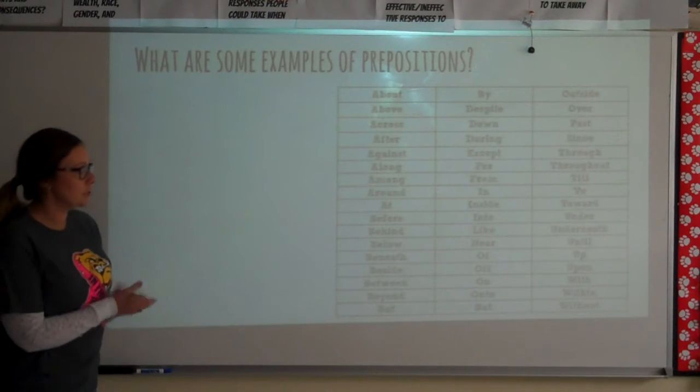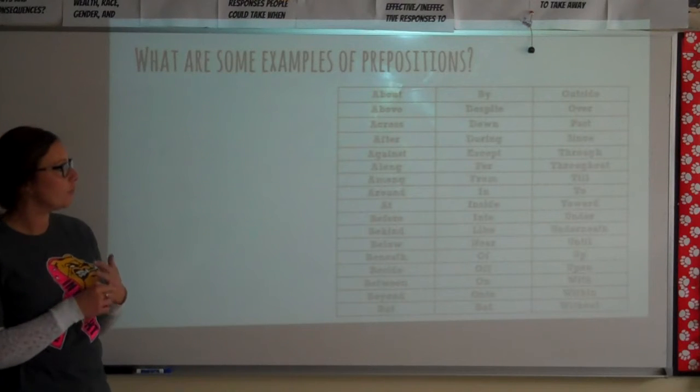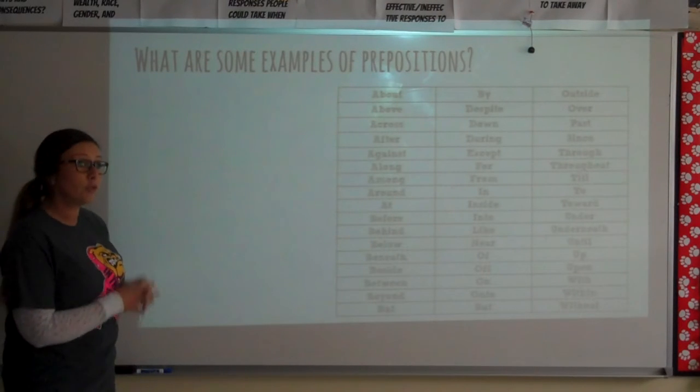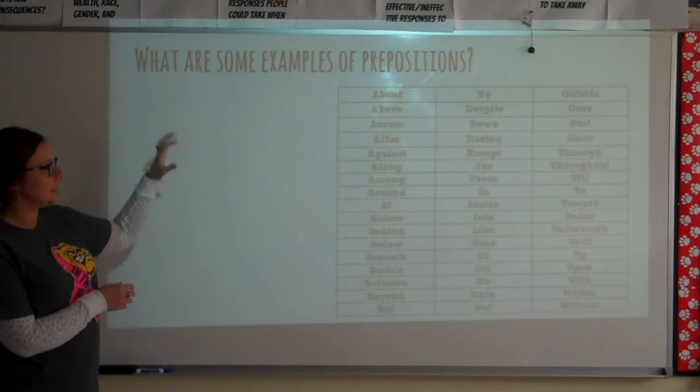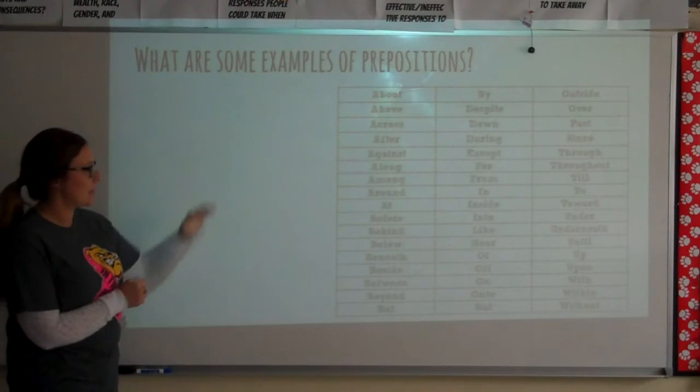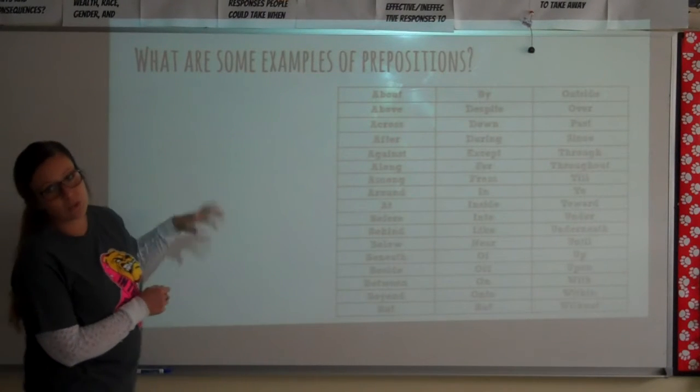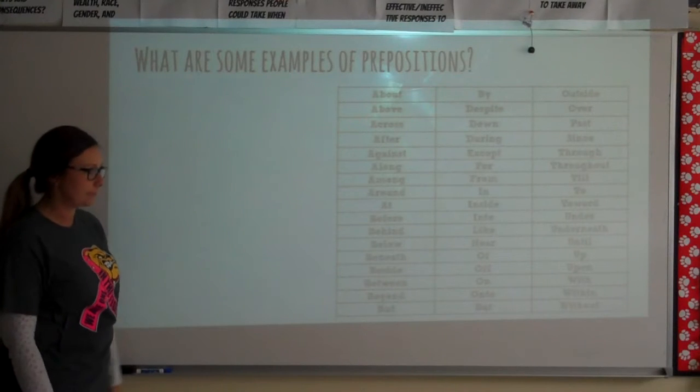So some examples of prepositions include about, above, by, despite, down. If you aren't familiar with prepositions, it's a really good idea to have this chart handy. So write some of these down or print this out so that you have this because it's a great reference point.